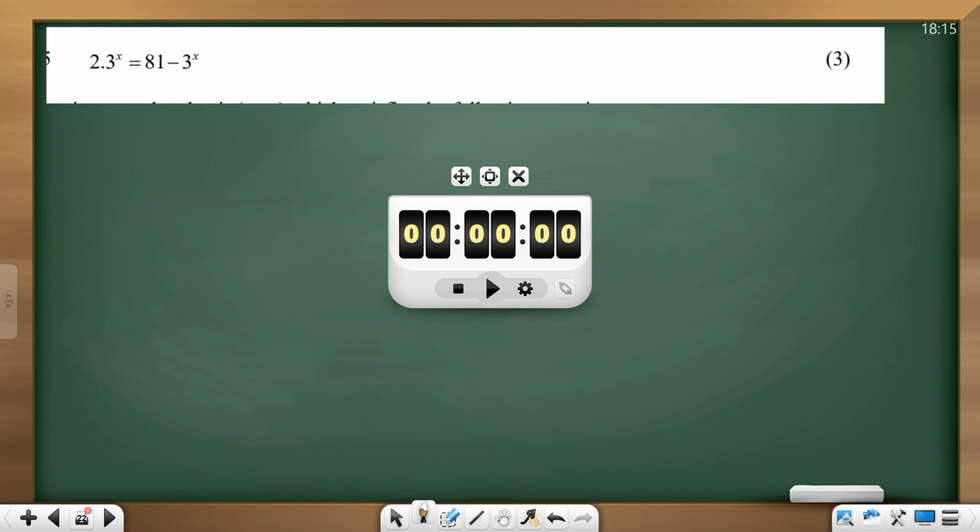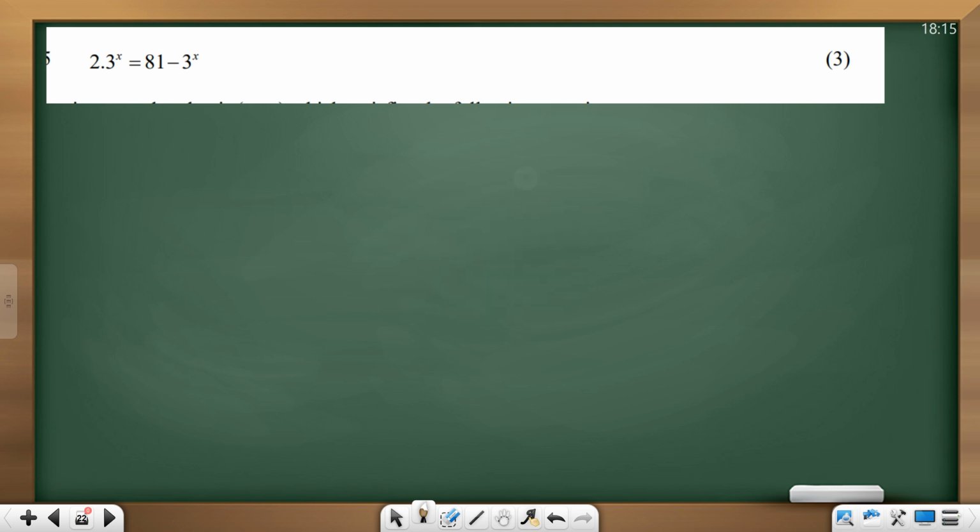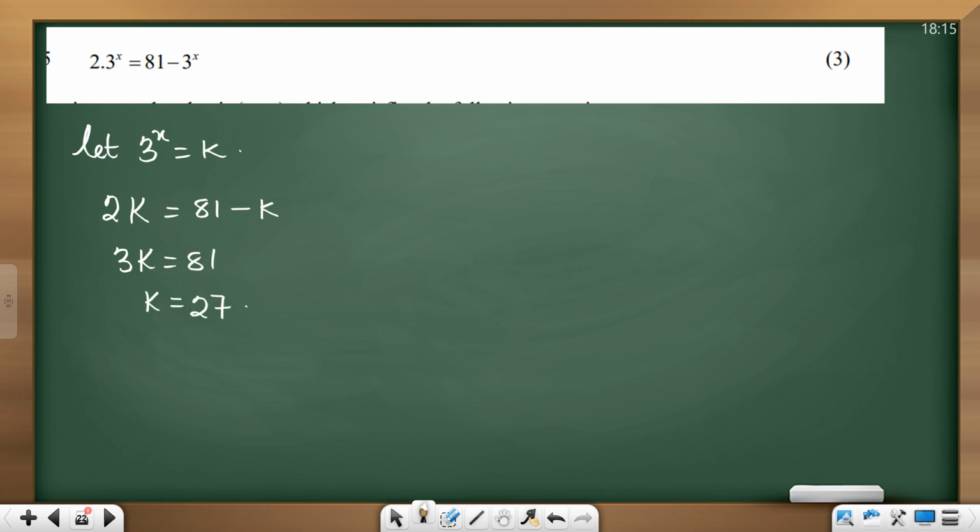Look, every time you see this exponent, let's try to use the k thing. It might just help you to see things better. Spay, do you realize if I say let 3 to the power x be equal to k, this thing looks better. It is 2k because that's k. 81 minus k, check. Bring the k over, what do you have? 3k equals 81. Divide both sides by 3. Are you seeing that I'm done?